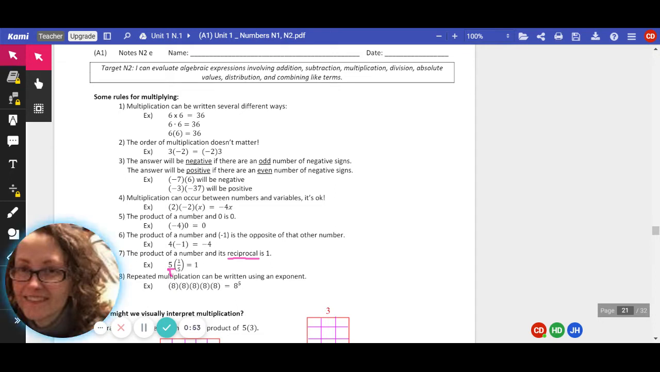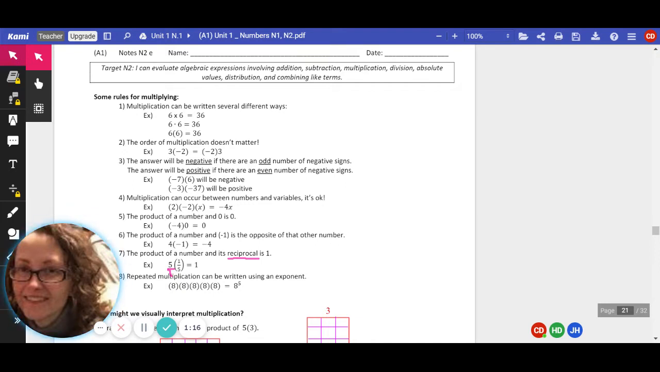The second rule is that the order of multiplication doesn't matter. In other words, 3 times -2 is the same as -2 times 3. The third rule tells us that if there is an odd number of negatives, the final answer will be negative. If there's an even number of negatives, the final answer will be positive.